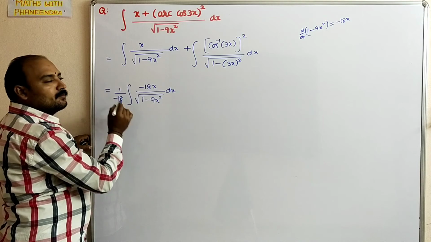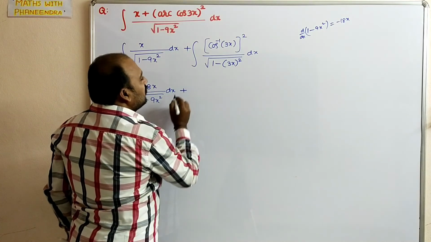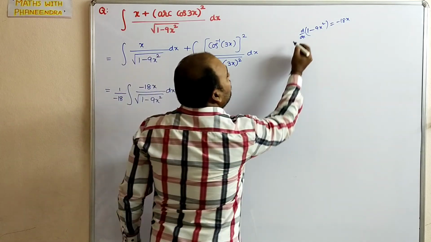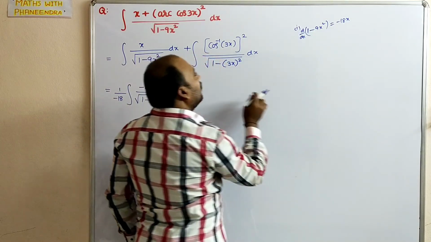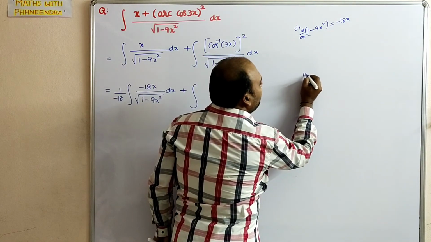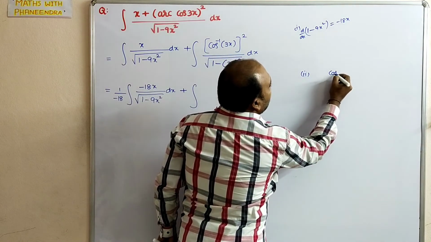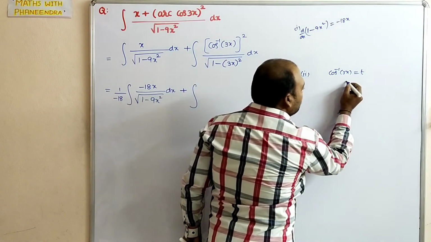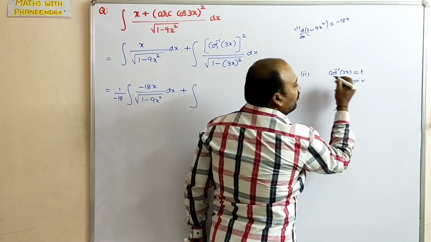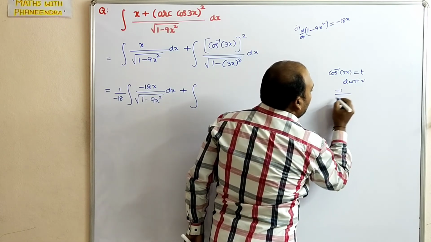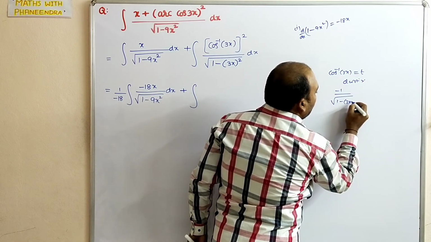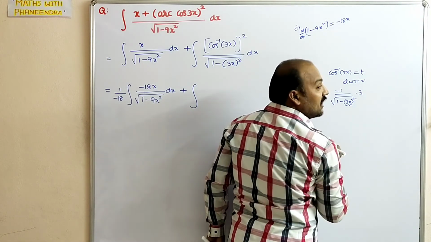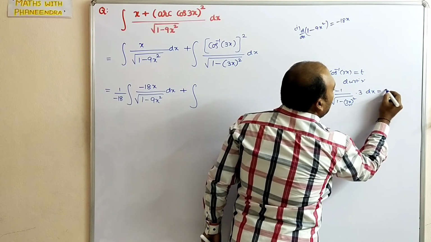The first term completed. This is about first integral. Come to the second integral. In the second integral part, cos inverse of 3x is equal to some t, you can take that. Differentiate with respect to x. Derivative of cos inverse x is minus 1 by square root of 1 minus x square, here 1 minus 3x whole square. Again 3x you have to differentiate. 3x derivative is 3 into dx is equal to dt.